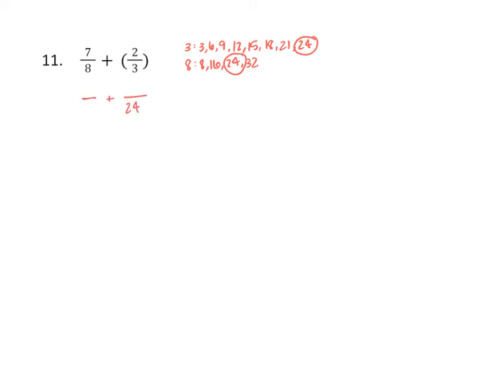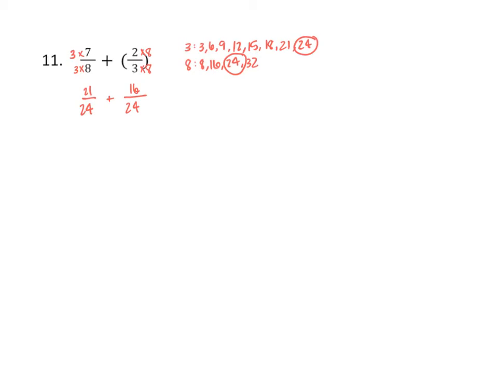Now we need to figure out our new numerators. To get from 8 to 24, I would need to multiply by 3. I do that same thing to 7. 3 times 7 is 21. To get from 3 to 24, I multiply by 8. So I do that same thing to 2, which gets me 16.